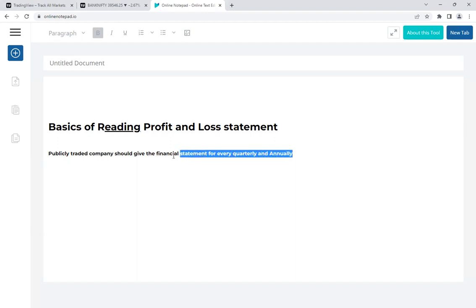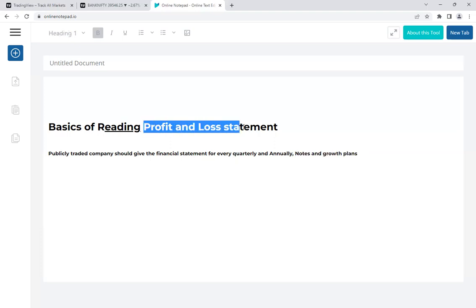Basically, they should know the performance or the stability, or what the company is doing in the last 3 months or last year. So what is the status of the company? To understand the performance and everything about the company, they will release these financial statements every quarter and annually, and along with the financial statements they will also provide other notes and growth plans in detail. We can go to these notes and other details from every release in the next videos, but in this video let us focus only on the profit and loss statement.